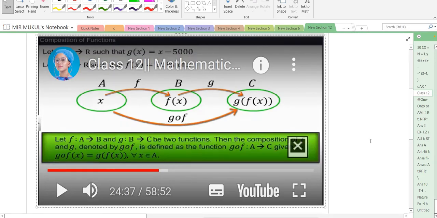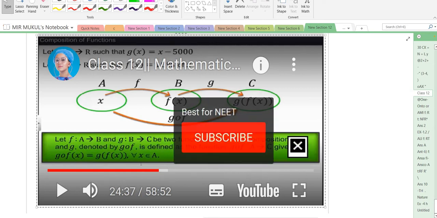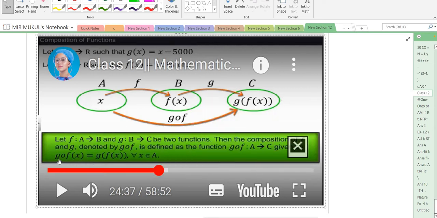So here what we can understand. Suppose f is a function from A to B and another function g is from B to C. Then the composition of f and g is denoted by g∘f. g∘f is defined as the function from A to C, and given by g∘f of x equals g of f of x for all x belonging to A.